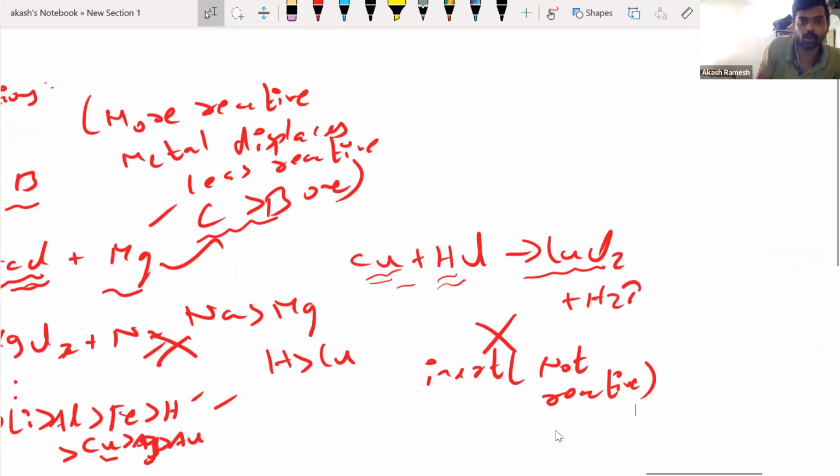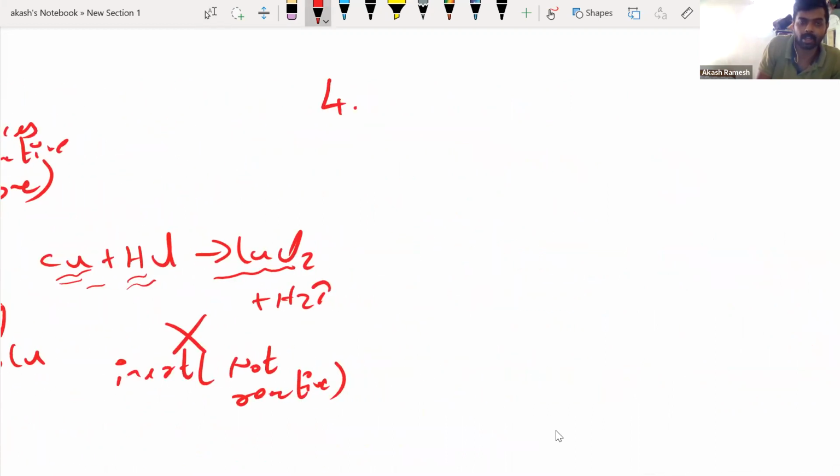We'll move on to the fourth type. It is called double displacement. Double displacement reactions.